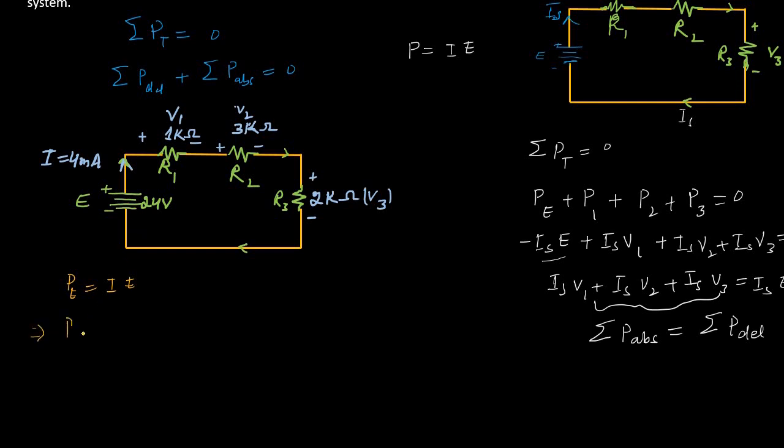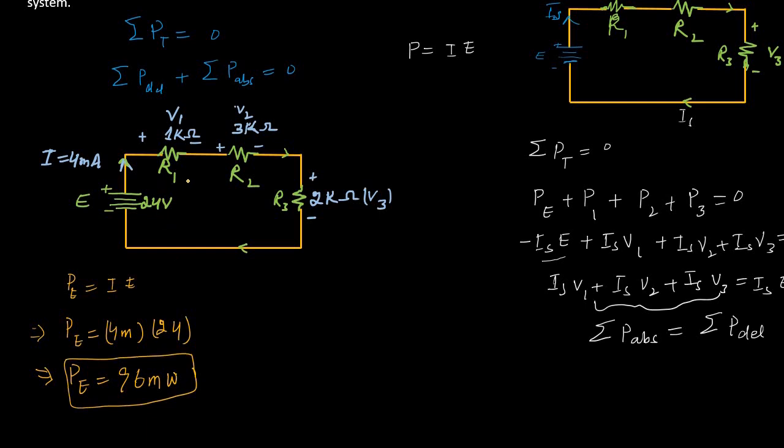So the total power delivered to the system is equal to, I in this case is 4 milliampere, while the potential difference across the terminals of this DC voltage source is 24 volts. So the total power delivered to this system is equal to 96 milliwatt. 96 milliwatt of power is delivered to this system. Now we will find out how much power is absorbed by each of these components.